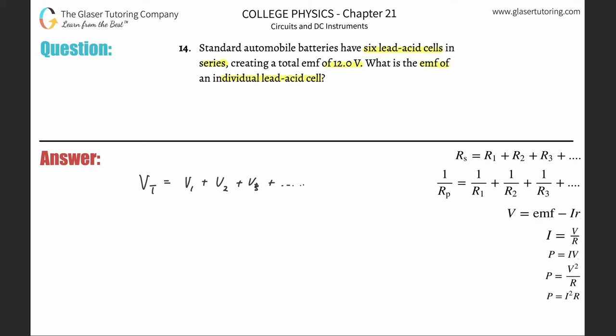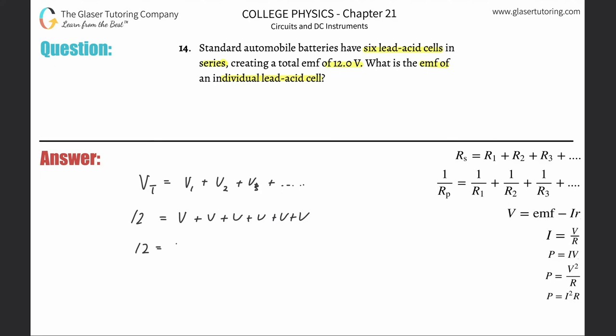So now in this particular case, they tell us the total voltage is going to be 12 volts. And they said that we have 6 lead acid cell batteries in series. In other words, this is going to be V1, or I'm just going to call it V, plus another V plus another V plus another V plus another V plus another V, 6 of them. I'm assuming that they're all equivalent because it doesn't state otherwise.